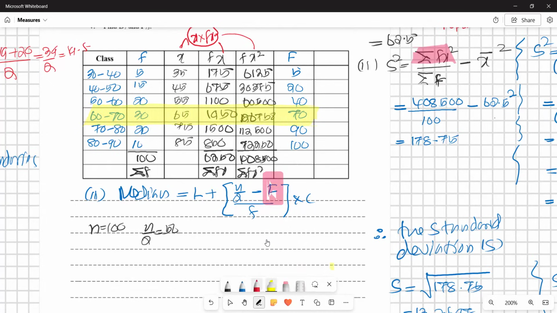That is what we define as the median class.